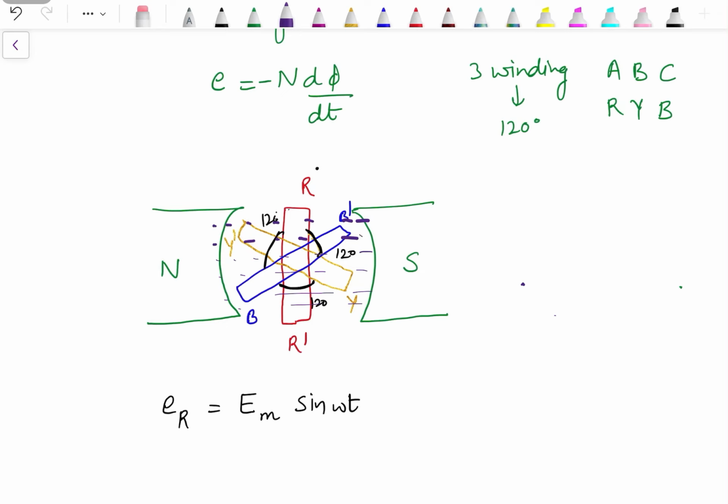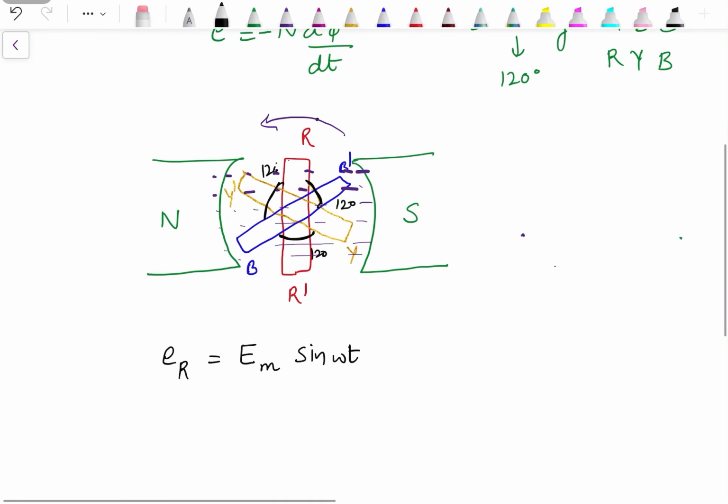So at one position the flux cut is minimum, that is 0, and corresponding to that the induced EMF is 0. With change in angle for anti-clockwise rotation, after 90 degrees the flux cut is maximum. So that leads to the maximum induced EMF, and then again the EMF will start reducing. And that pattern is followed by all the three phases. So if we say phase R is our reference, then the induced EMF is given by Em sin omega t.